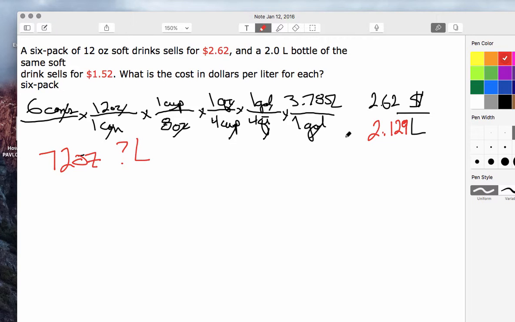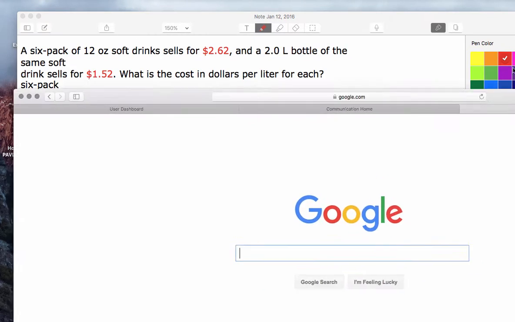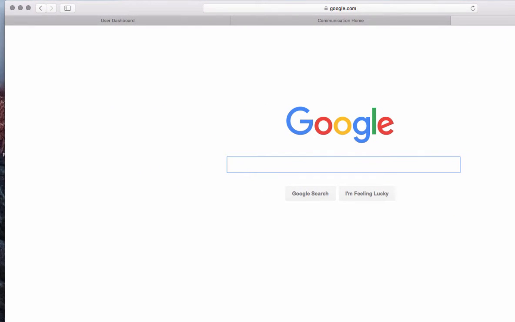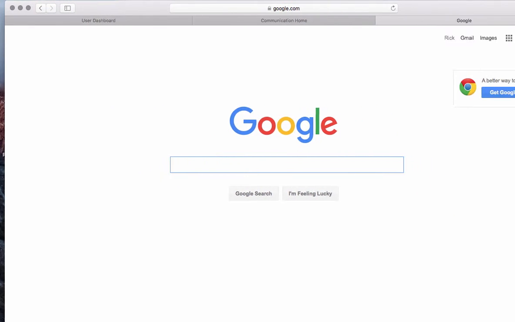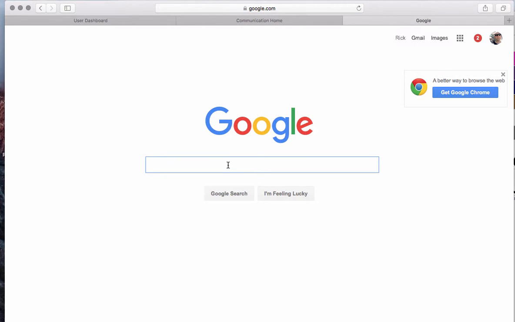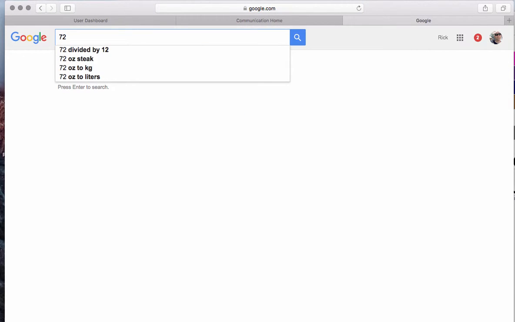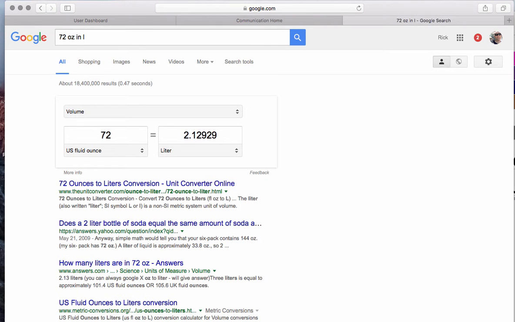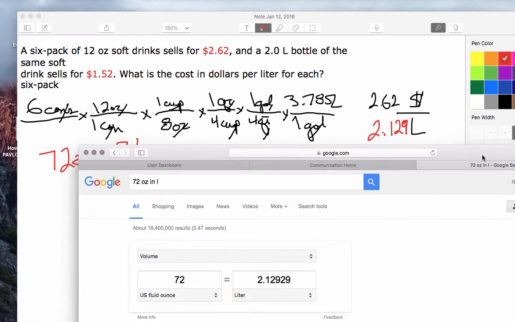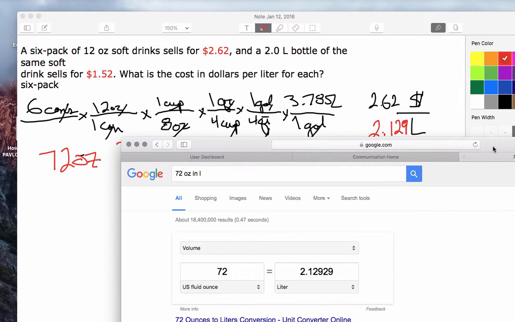So what we'll do is we'll go to a handy browser here, and I'm going to type 72 ounces in liters in L and hit enter. And it gives me 2.129, the very same thing that I got right here. So you can see that.